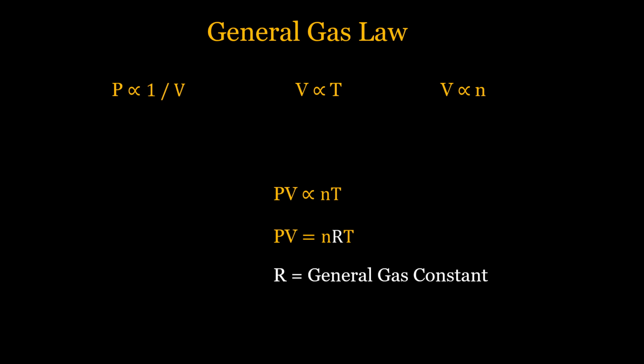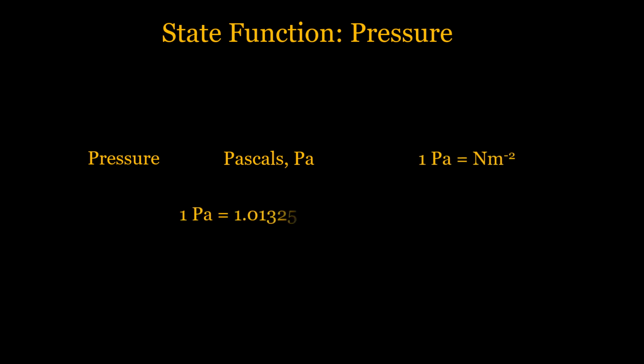To calculate different values of R, we need to discuss state functions in some detail. The first state function to be discussed is pressure. According to the International System of Units, SI, the unit of pressure is Pascal. 1 Pascal is equal to Newton per meter squared. Pressure is also expressed in atmospheric units called atm. 1 Pascal equals 1.01325 into 10 to the power 5 atm. Another unit of pressure is bar. 1 bar equals 10 to the power 5 pascals.